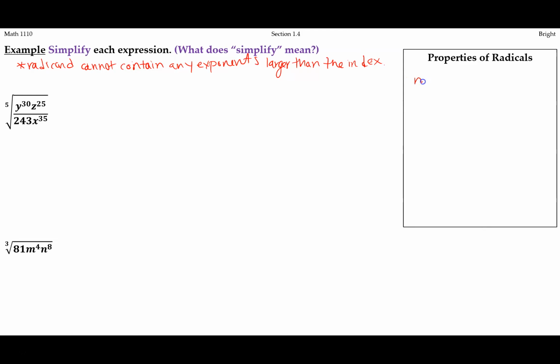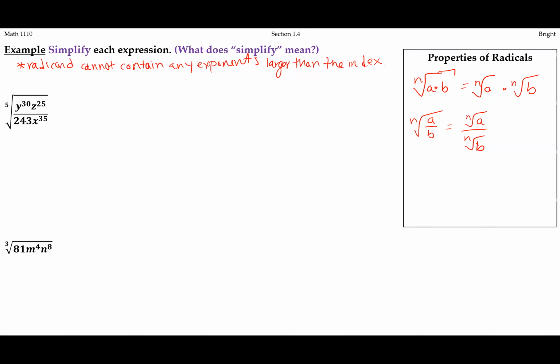The first one is if we have the nth root of a times b underneath the radical, that can be expressed as the nth root of a times the nth root of b. Similar to exponents. And then the next one is the nth root of a divided by b. Per the first property, you might imagine that this is going to be the nth root of a over the nth root of b. So that's another property that we're going to use on occasion.